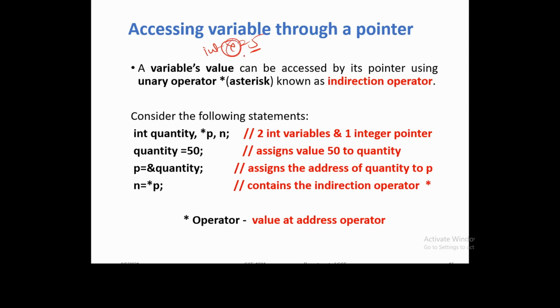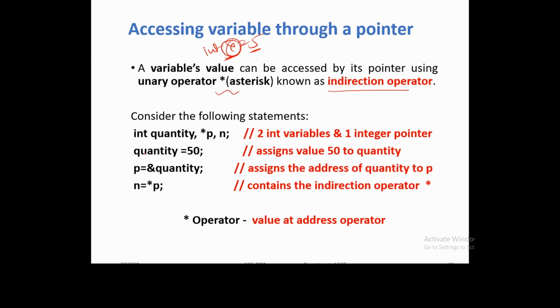In that case, we can use a pointer variable. We can assign the address of this x to that pointer variable, and we can use the name of the pointer variable by following some rules. So a variable's value can be accessed by its pointer using a unary operator, that is the asterisk or star, and it is also known as the indirection operator.